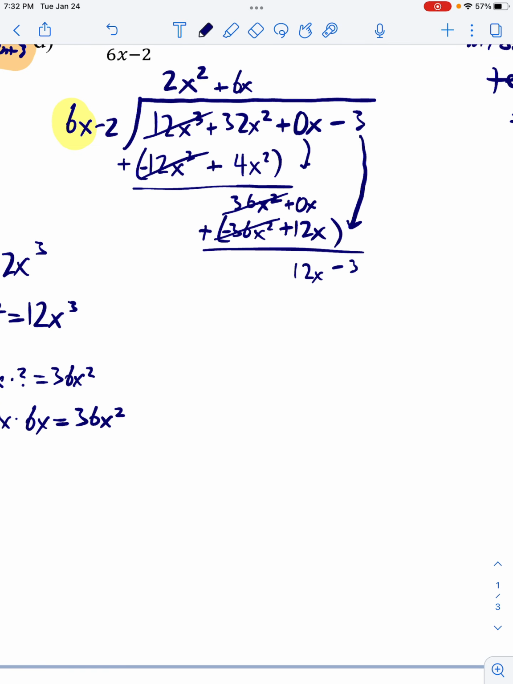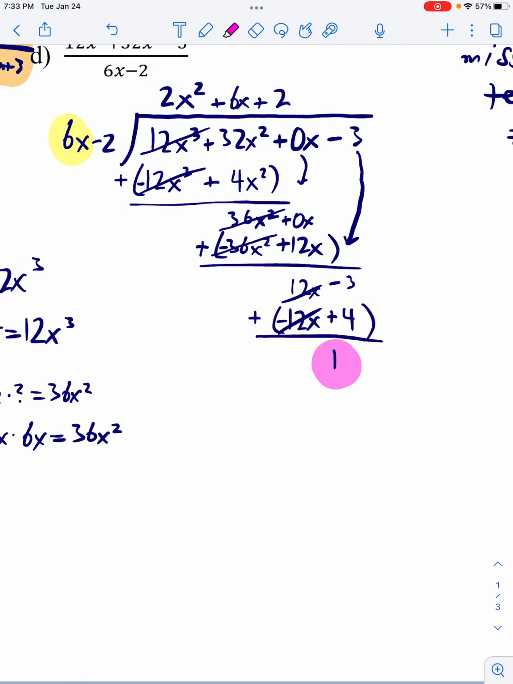All right? Repeat the algorithm one more time. 6x times what equals 12x? Well, 6x times 2 equals 12x, okay? Let's take this 2 and distribute it. 2 times 6x is 12x. 2 times minus 2 is minus 4. Subtract. Okay, so let's change this to a plus. Flip these signs. 12x plus minus 12x cancels. Negative 3 plus 4 is 1. All right.